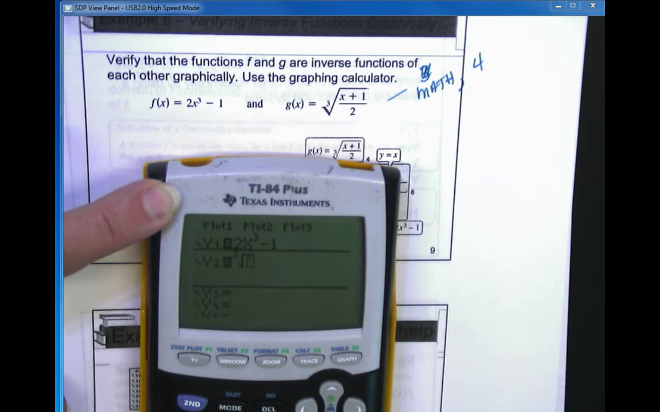And then again, how are we going to type that in? It's going to have to be in parentheses so that you know it's order of operations. X plus 1, close up your parenthesis, divide by 2. And again, you can't see that very well, but hopefully you'll ask somebody next to you if you've lost track. And then you graph. Here comes the first equation. Here comes the inverse.